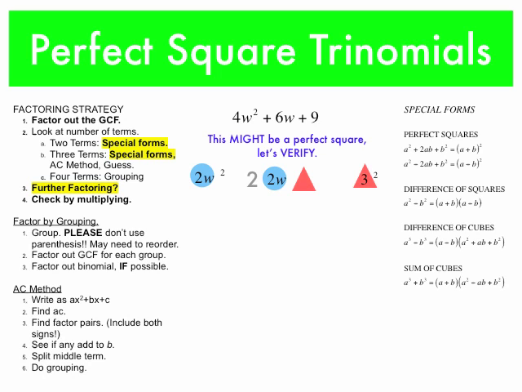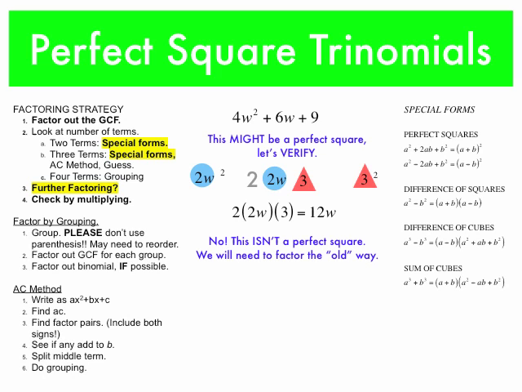So I put a 2w wherever there's a blue circle and a 3 wherever there's a red triangle. Well, that's 12w. That's not 6w. So this isn't a perfect square, and you have to factor it the old way. You'd say it's either 4w and w in the parentheses or 2w and 2w in the parentheses. Of course, this is if you're doing guess and check.